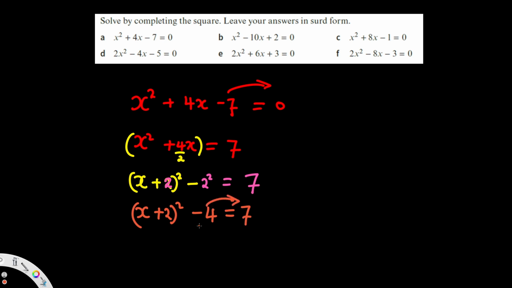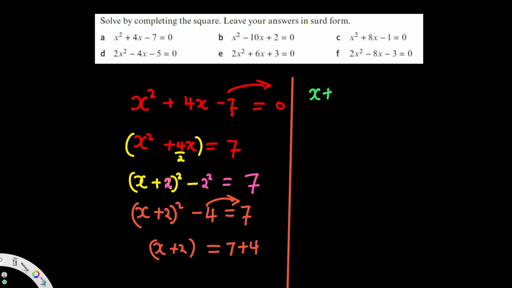Then we shall take this on the other side, so that we have x plus 2 squared equals 7 plus 4. So this is going to finally become x plus 2 squared equals 11.